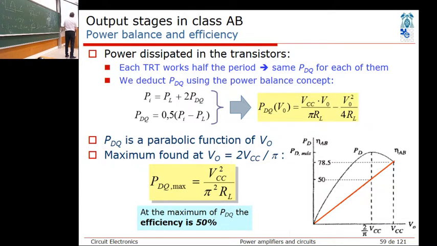Okay, so how about the power dissipation in transistors? You have Q1, Q2. Well, both of those are only on the half cycle.